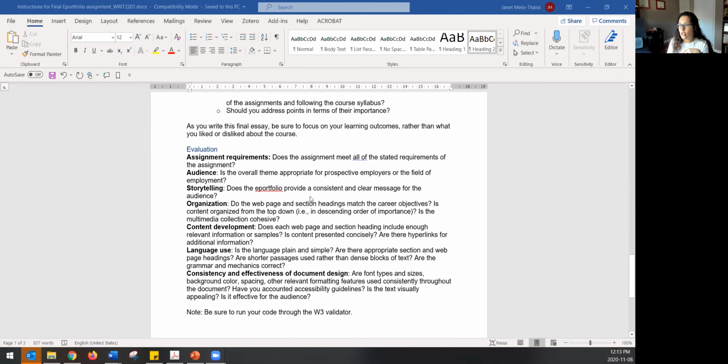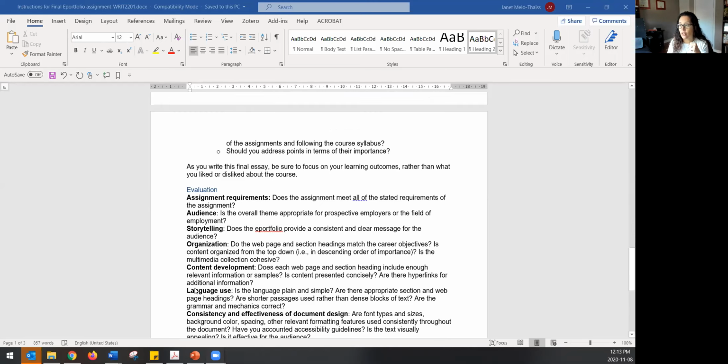As always, I have shared with you the evaluation strategies. This is what I'll be looking at when I'm assessing the final ePortfolio and the final reflective essay. And I also want to highlight here that the point of the final reflective essay is not to talk about what you liked in the course and what you didn't like in the course. This is about thinking of this as a constructive exercise.